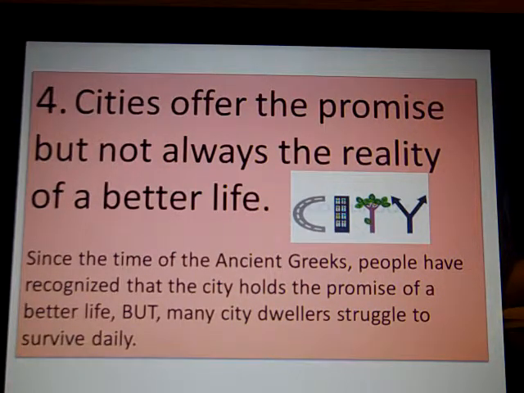Since the time of ancient Greece, people have recognized that the city holds promises for a better life, but many city dwellers struggle to survive daily. Certainly we could go back and look at the Industrial Revolution when cities were just forming in Europe and in the United States. We talked a little bit about this in class on Tuesday, as well. Horrible working conditions for the vast majority of people living in cities. Now, it's not quite that bad today, but there are still problems and issues for a lot of people who live in cities.